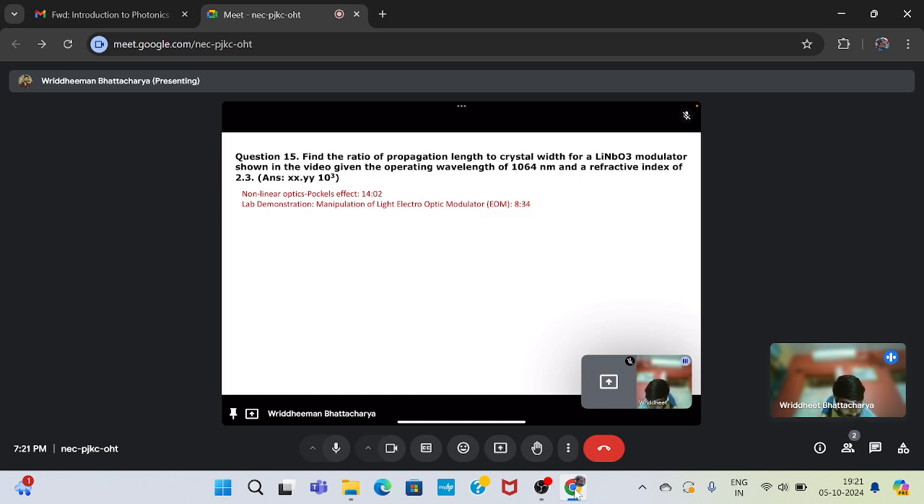Find the ratio of the propagation length to crystal width of a lithium niobate modulator shown in the video, given the operating wavelength and refractive index.